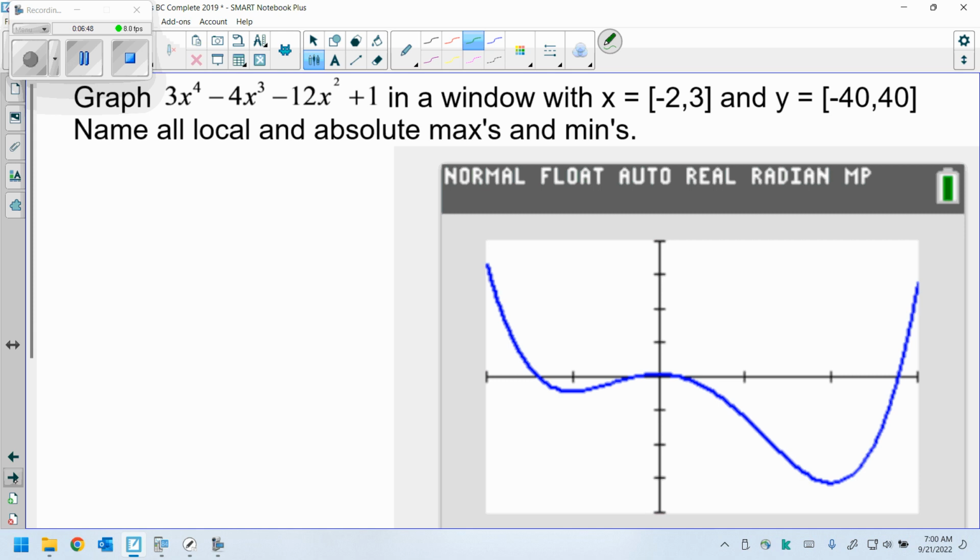Now, I'd like you to graph this: 3x to the fourth minus 4x to the third minus 12x squared plus 1. I'm giving you the window. So press pause and go ahead and graph that thing. It should look like what we've got right here. But I'm going to want you to toggle back and forth between pause and play and see if we end up with some of the same values here. We would like local and absolute maxes and mins. So go ahead and graph that. And when you come back, we'll talk about what we want to find.